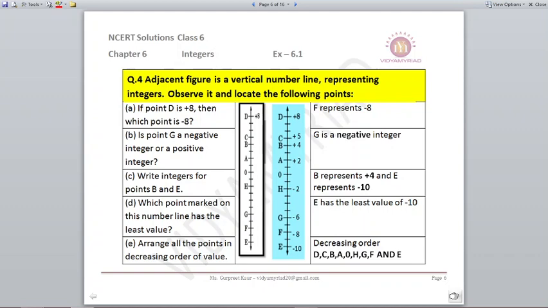Next, which point marked on this number line has the least value? So which is the minimum value? Minimum value will be at the bottom of it. Bottom is E, that is minus 10. Arrange all the points in the decreasing order of value. So what is decreasing order? Bigger to smaller. So bigger number is 8. Plus 8 is the highest number over here. So we will write it D, C, B, A, O or 0 you can take, H, G, F and E. So this becomes your decreasing order.